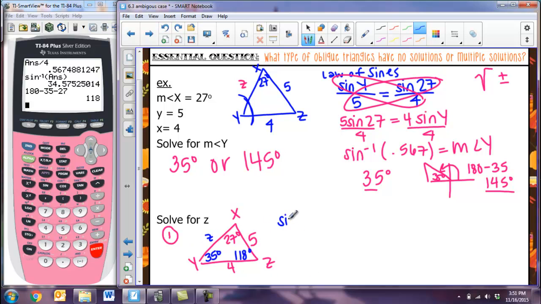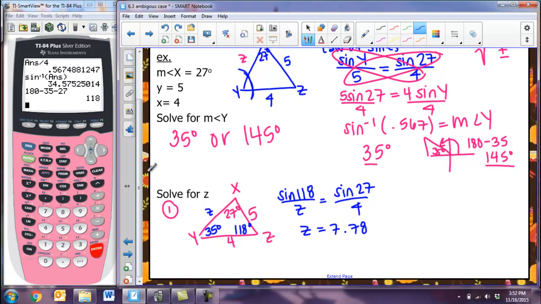So I'd have sine of 118 over that length z, and then I would use the one that's given to me, just because what if I did make a little mistake. So I would use sine of 27 over 4. If you cross multiply and solve this, you would find out that the first value for z is 7.78 if you rounded to the nearest hundredth. Okay, so we're just cross multiplying and solving.